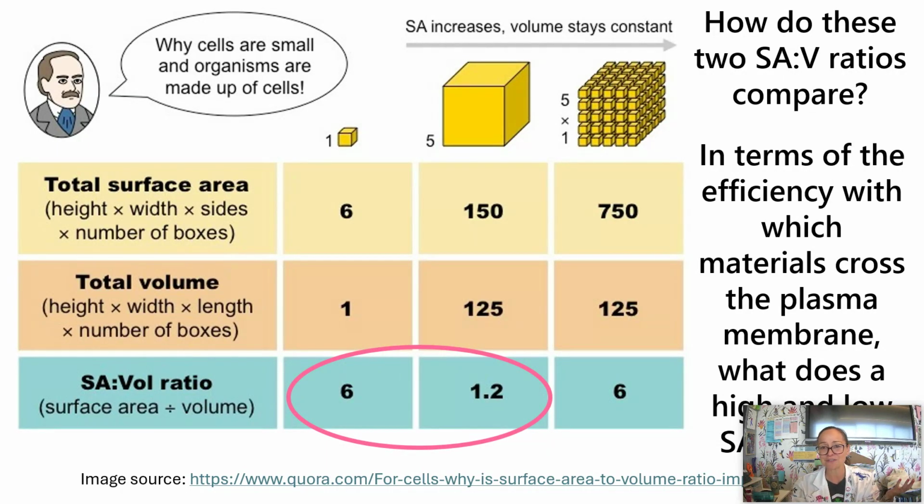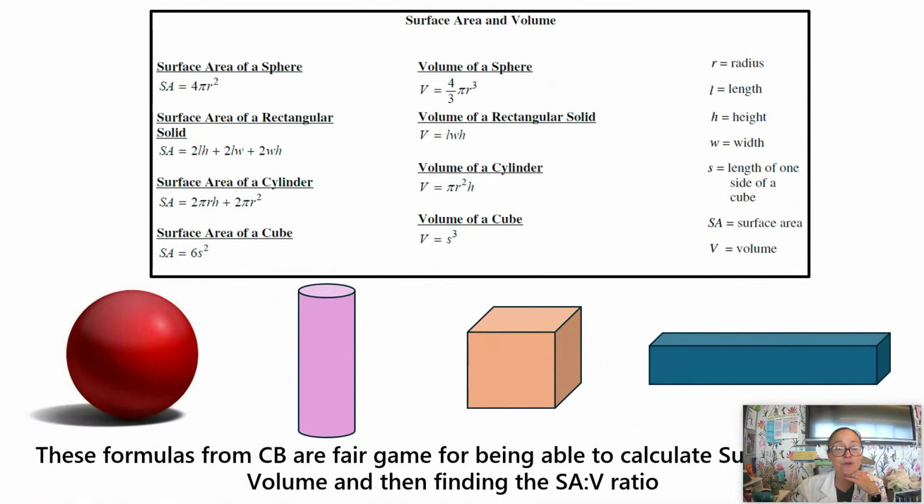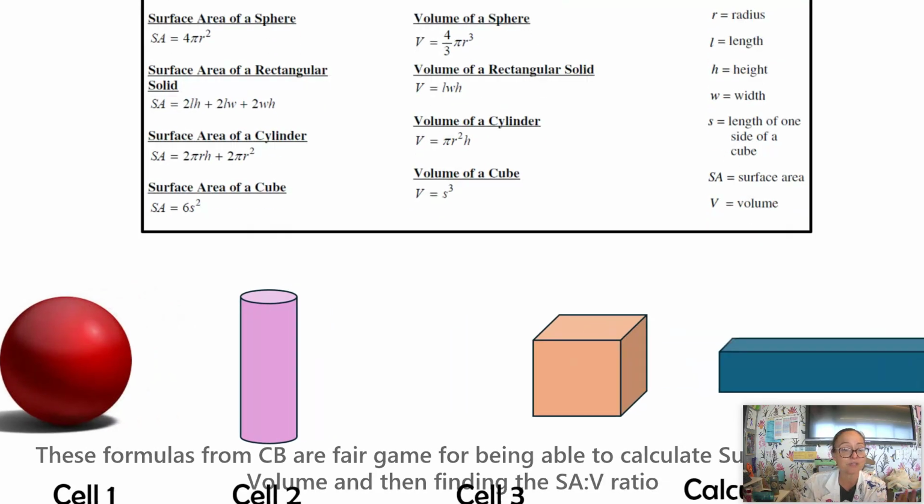Now, for College Board, if you're taking this class for AP Bio, there is a series of formulas, and College Board will give you this, and there's different shapes. As long as you can calculate the surface area and the volume, you can find the ratio of surface area to volume. Sometimes they'll give it to you, and all you have to do is divide. And so here's an example.